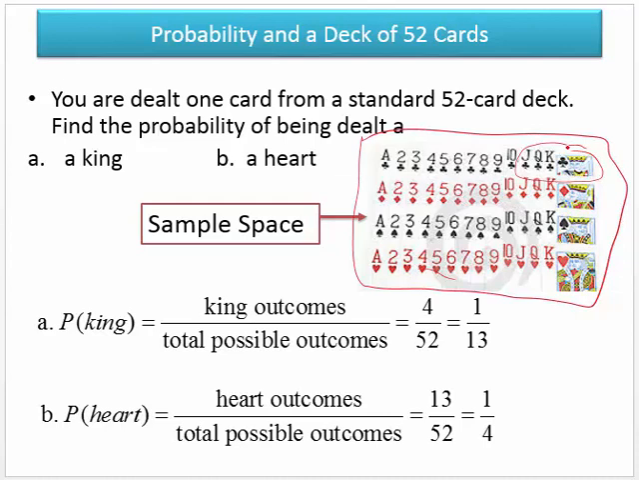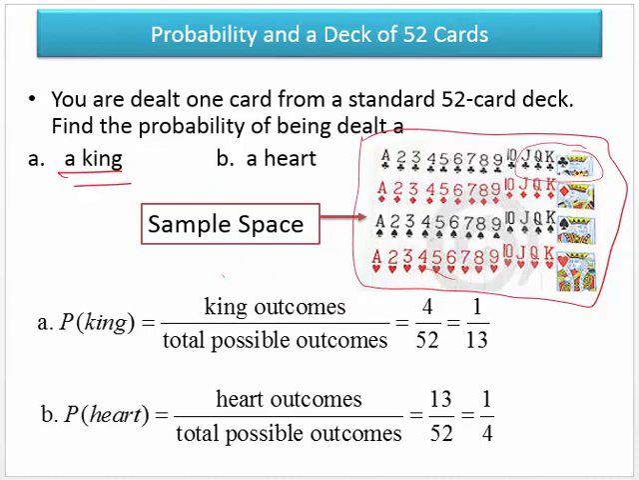If I asked what's the sample space when you're dealing with a standard deck of cards, that's a diagram of the sample space right there. There are 52 cards, so the sample space consists of 52 cards. Now, let's say you were dealt one card from a standard 52 card deck. Find the probability of being dealt a king.